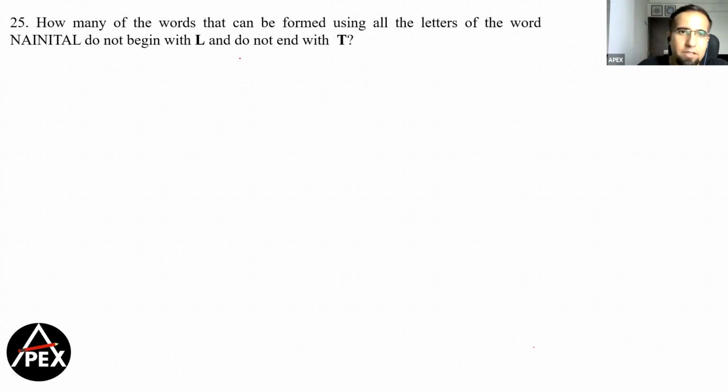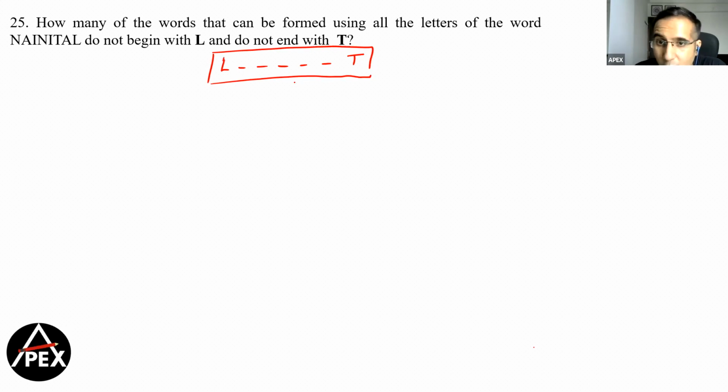Now, please understand, this question should not be misinterpreted like this. The question says how many words are not having this part. Do not end with L and do not end with T. That means they don't want this combination. If you do not want this combination, then can I say that the total number of words minus those which begin with L and T should be my answer?